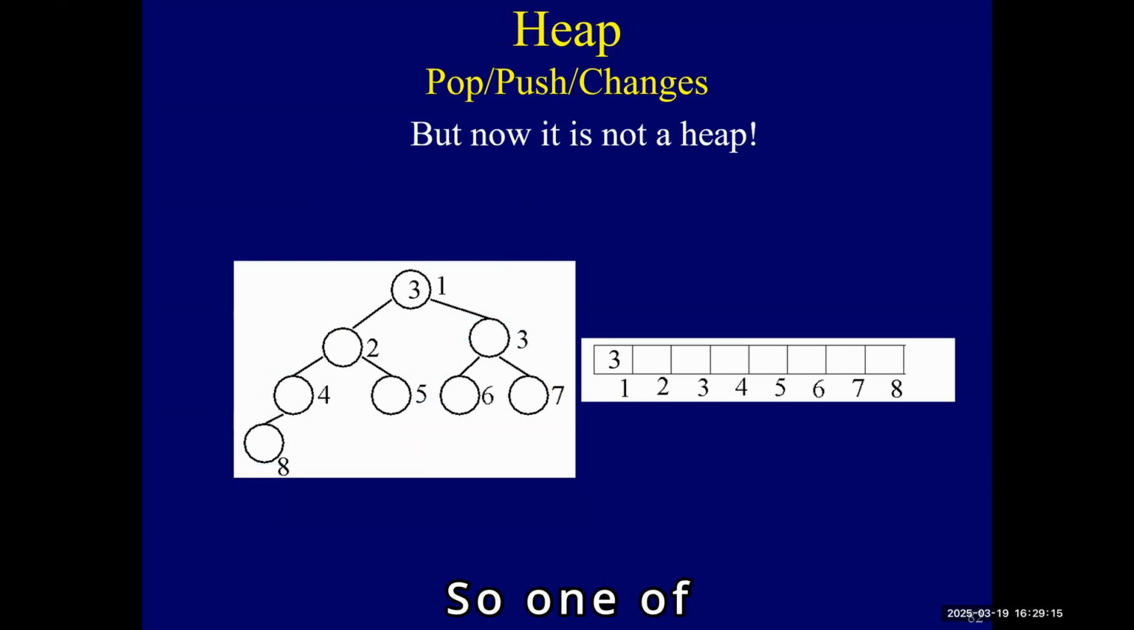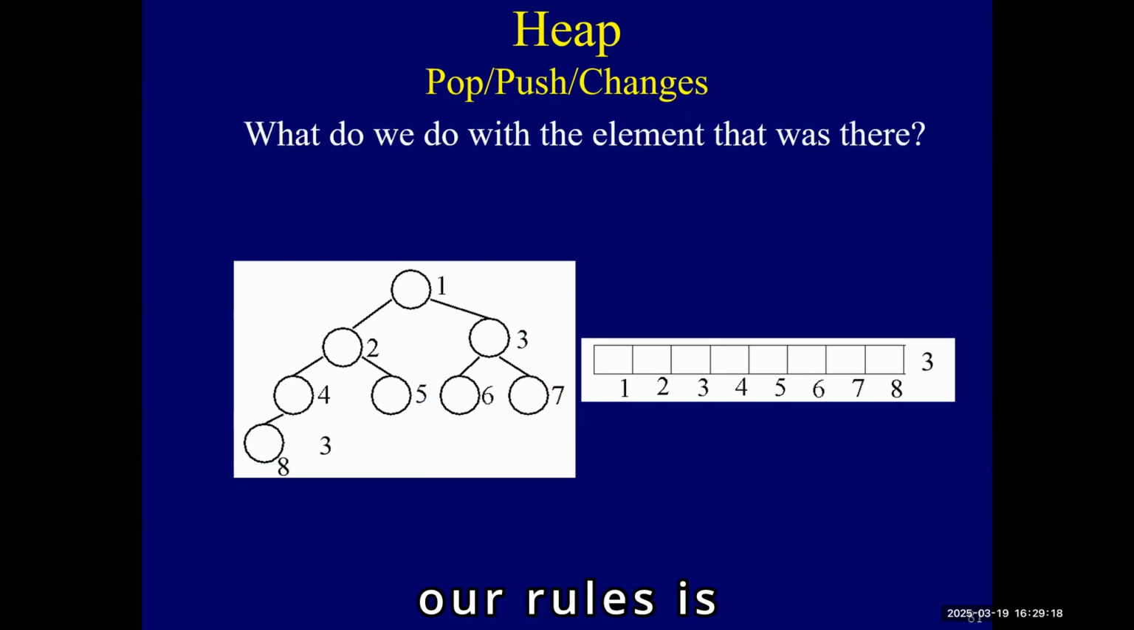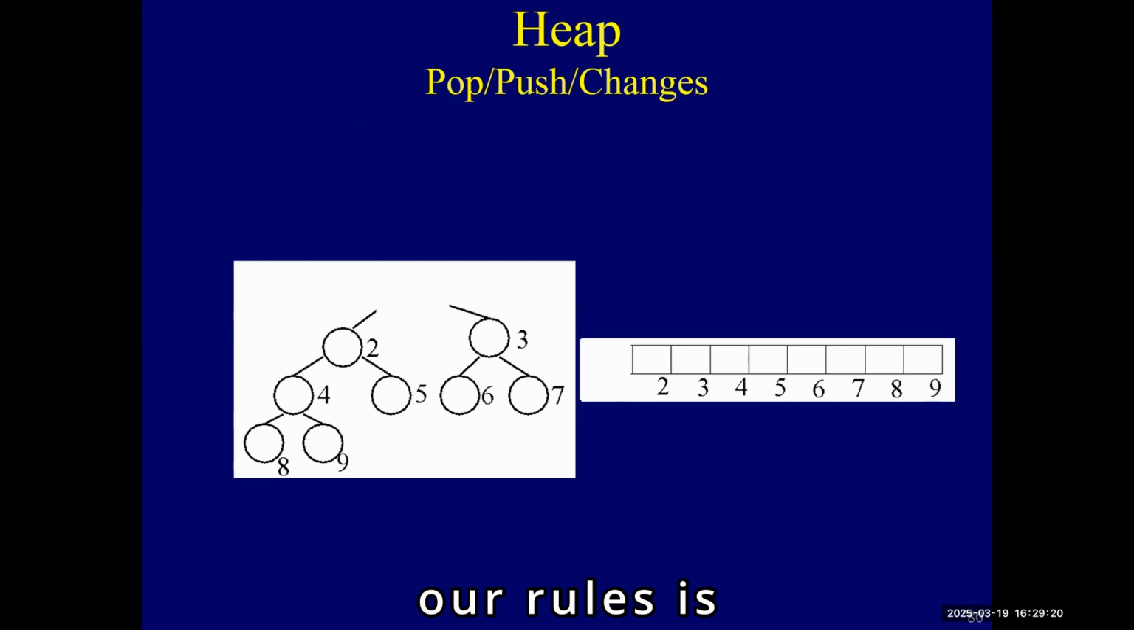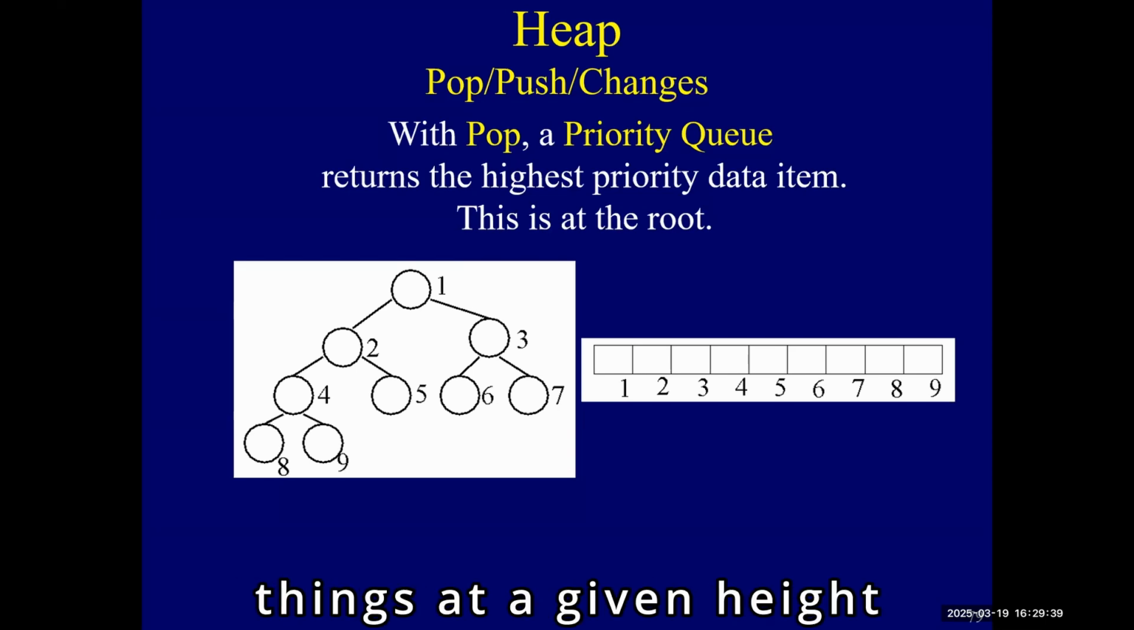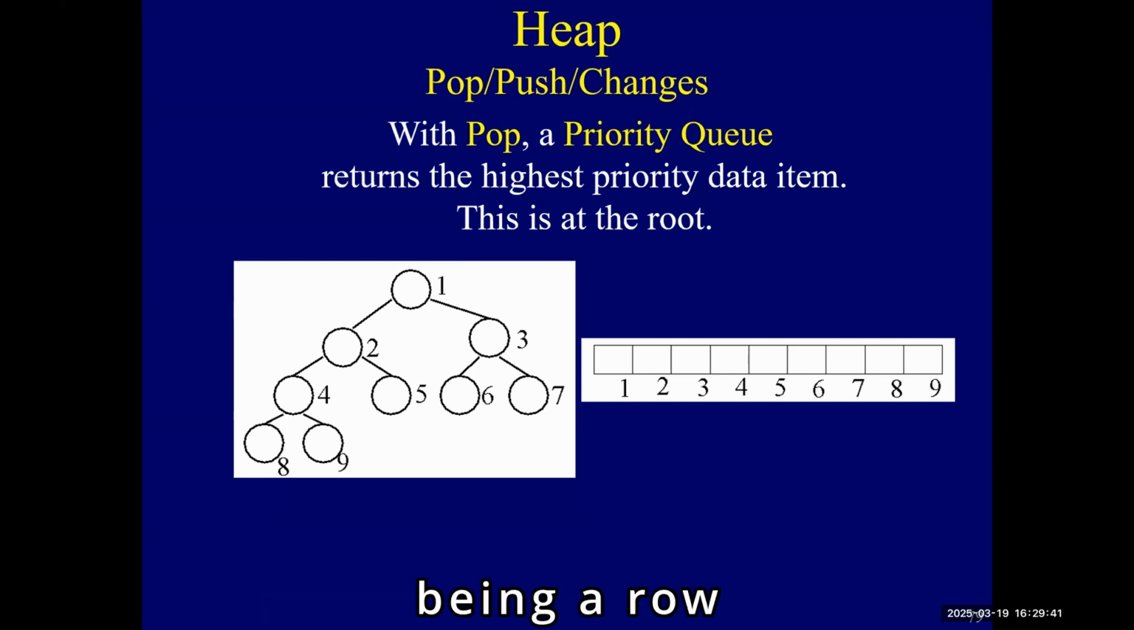All right. So we have two rules. The one rule is that for every node, the children have to be smaller. The other rule is that the tree has to be completely balanced. In fact, we've never talked about things at a given height being a row, but all the rows are filled until the last row, and then the last row is filled in order. That's a requirement. Are you following?